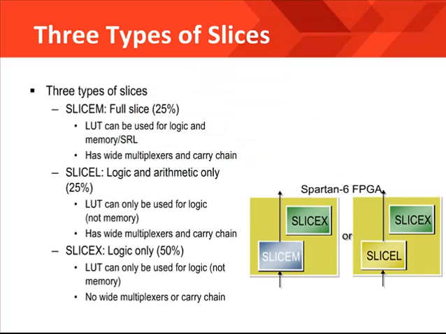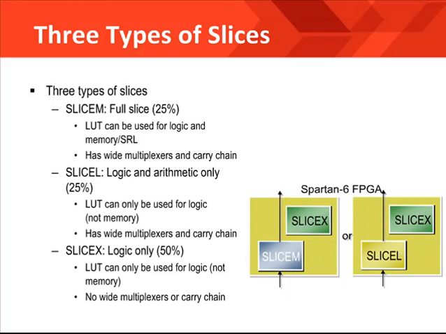So now that we know that each LUT has 3 different configurations, that is, logic, distributed RAM, and the shift register LUT, we can discuss the 3 types of slices in Spartan-6. So the SLICEM is a full slice functionality where the LUT can be used for logic and memory in the shift register LUT and has the wide multiplexers and carry logic associated with it. And this is 25% of the slices in your device.